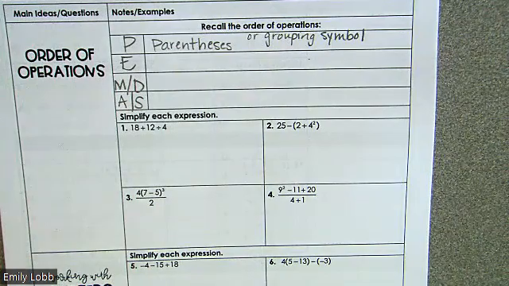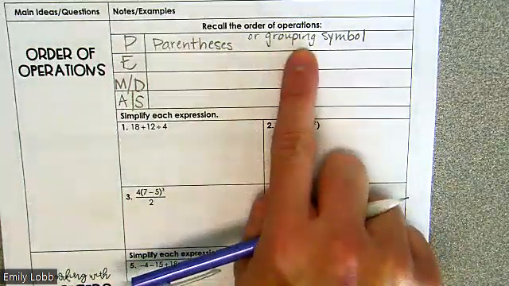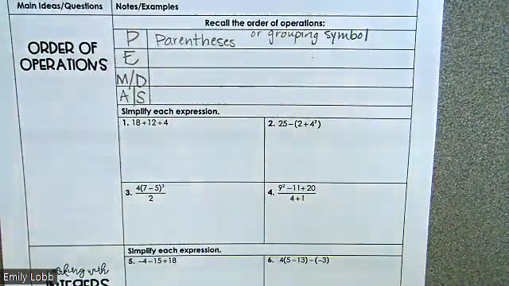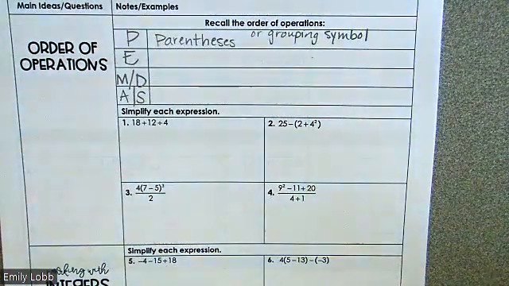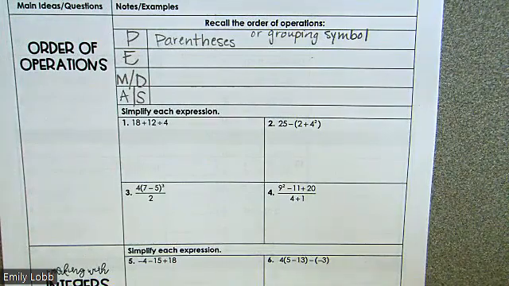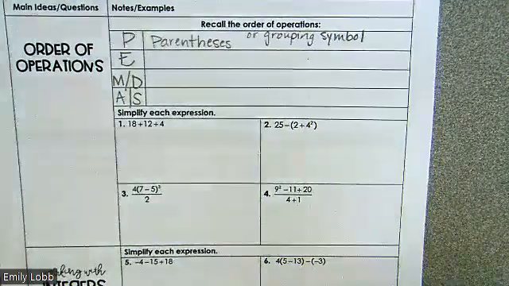Okay? We won't get too far ahead of ourselves yet, but I do want you to know that that is one of our grouping symbols. Other things you might see are like square root bars, which we're not dealing with yet, or brackets, things like that. Yes, eventually. A little pre-algebra anyway.